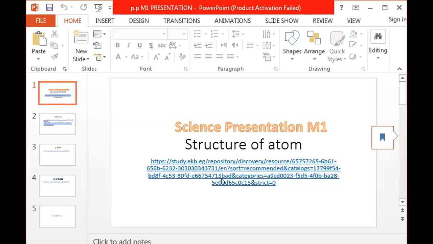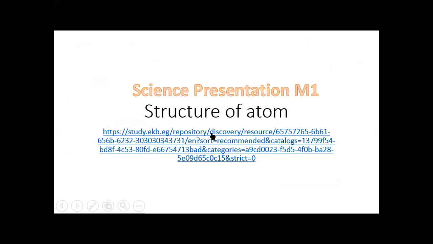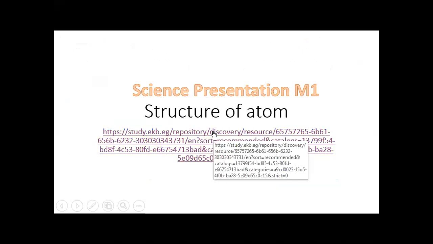Let's start this video about Unit 1. First, we will share screen. Now you see the screen. Let's start about structure of atom. I'll show you a video and then observe very well. Then we will answer some questions together, inshallah.